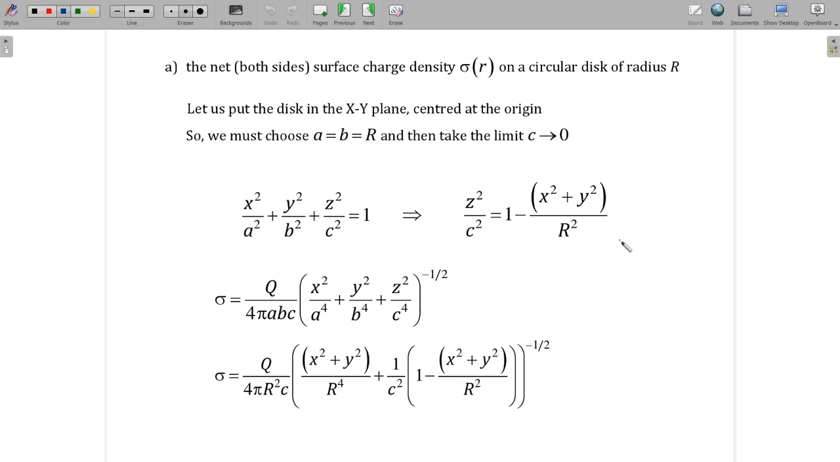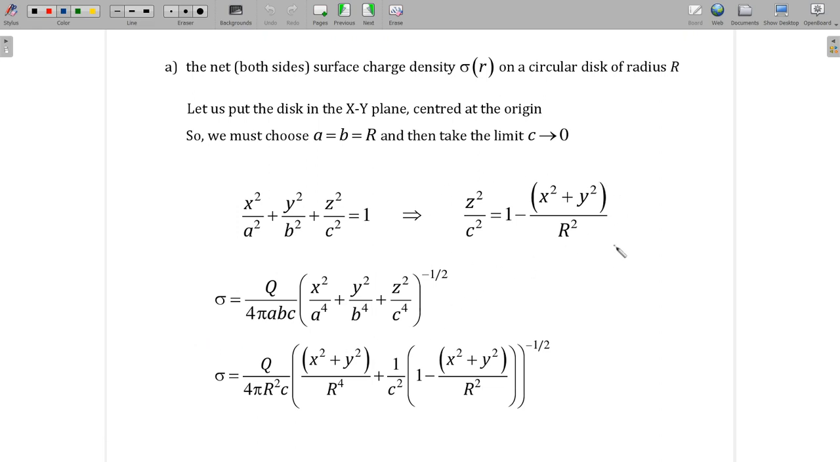So I just use this ellipsoid equation and get rid of this z. At this point, don't think that c is 0. Just think that this is a normal ellipsoid and we are just transforming the equation for the surface charge density by this replacement.